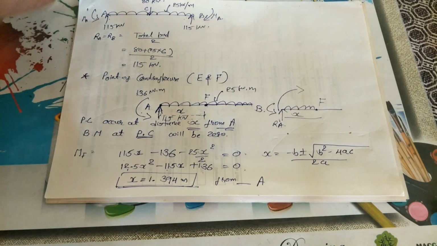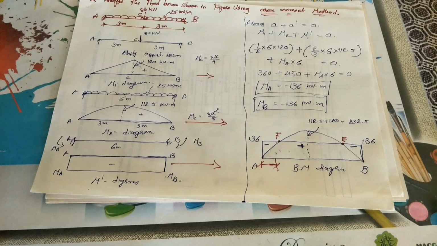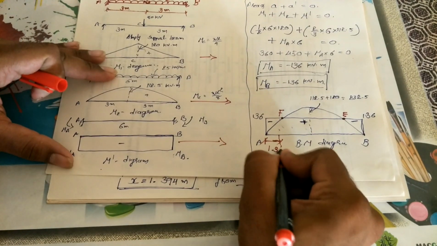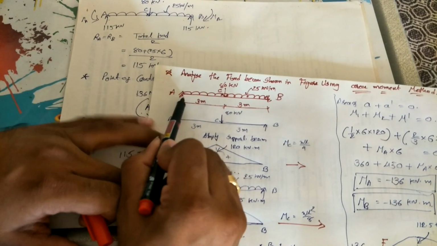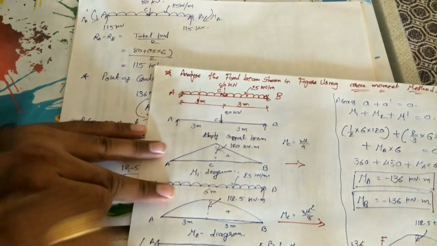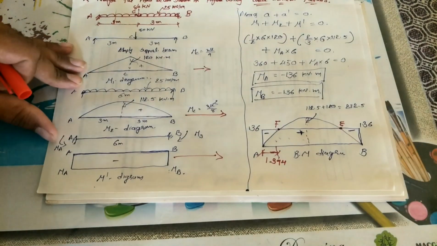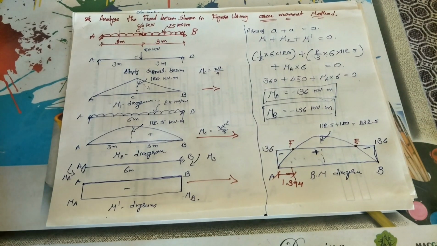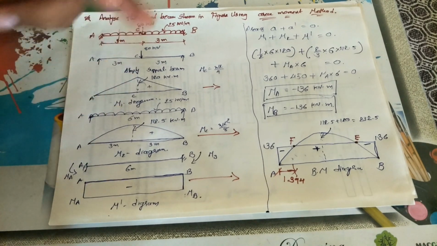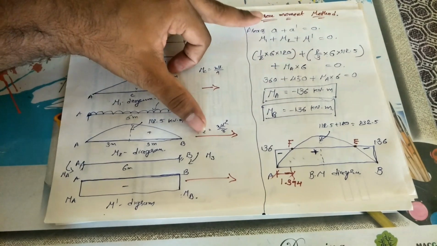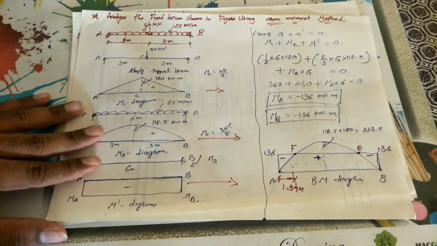Same from the right-hand side, this distance is 1.394. So up to this distance of 1.394, my bending moment will pass. So this is all about your first example of the fixed beam using the area moment method, where we have to use the area of the bending moment diagram and use the area to calculate our moments. This is all about your fixed beam numerical. Thank you.